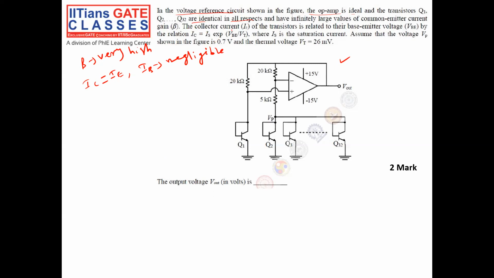The collector current IC of the transistor is linked to the base-emitter voltage by the equation IC is equal to IS times exponential of VBE by VT, that you all know. IS is the reverse saturation current. Assume that VBE is 0.7 volt and VT is 26 millivolt. Calculate the output voltage, right?